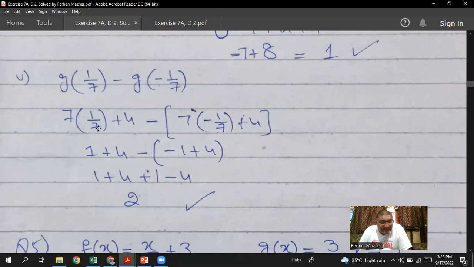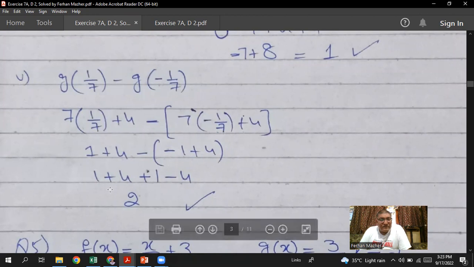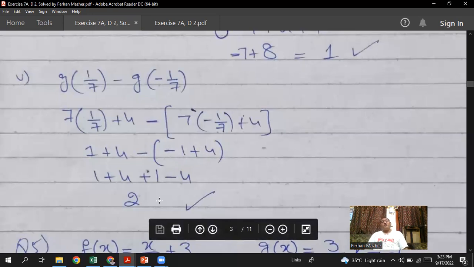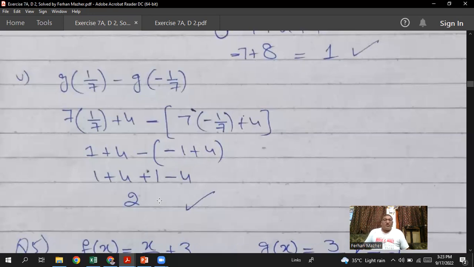So 7, 7 will be cancelled. You will have 1 plus 4 minus square bracket. 7, 7 cancelled, minus 1 plus 4 square bracket close. So 1 plus 4 and plus 1 minus 4. When I open this bracket, the signs have changed because there was a negative outside that bracket. So you will have 1 plus 4 plus 1 minus 4. So you are left with the 2. So this is how you do the question number 4.